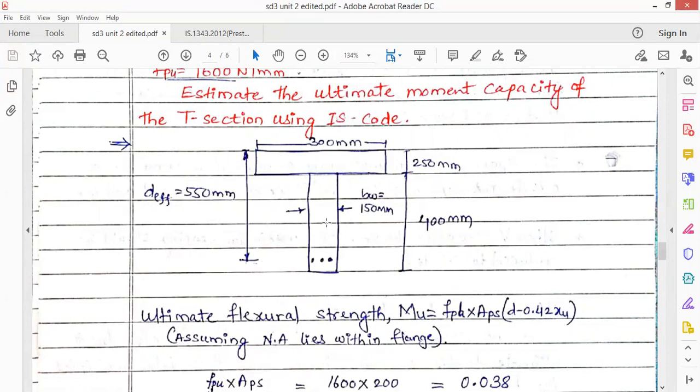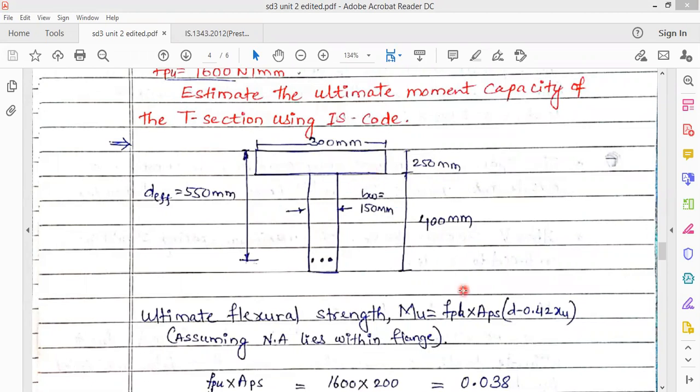When I substitute the value of D, I will obtain the value of XU. What is XU? It is the neutral axis depth. If this value of neutral axis depth is greater than the flange thickness, which is 250 mm, it means that the neutral axis lies outside the flange. If it is less than 250, it means that the neutral axis lies within the flange. That is the assumption we have already made, so with respect to that, we can use the equation.